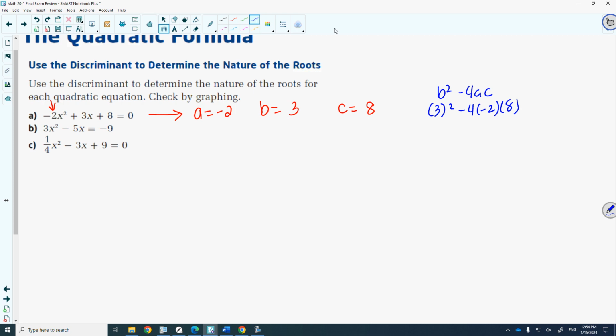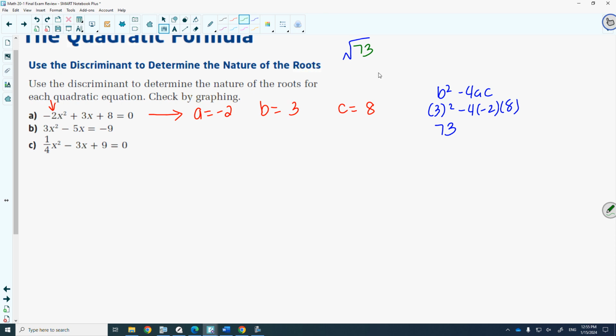Could somebody calculate what that discriminant would be? Izzy, do you have it? Isaiah, do you have it? 73. Somebody confirm that they're getting 73. Okay. So this discriminant is 73. Basically, underneath the square root sign, we would have a 73. If I ask you what the discriminant is, it is 73. It's not the square root of 73, it's 73, but it would be under the square root sign.